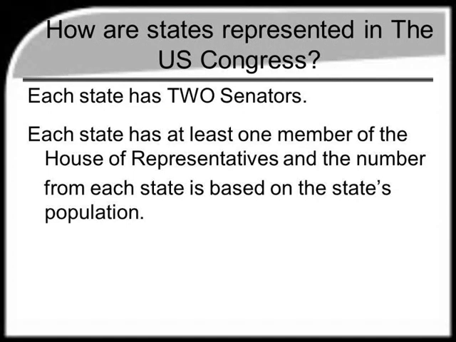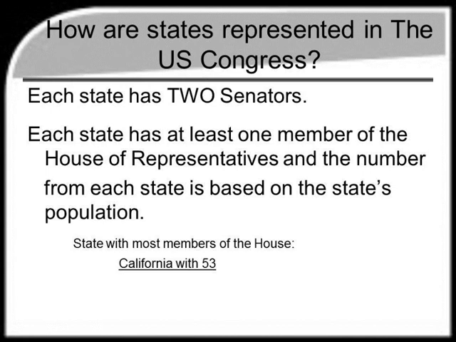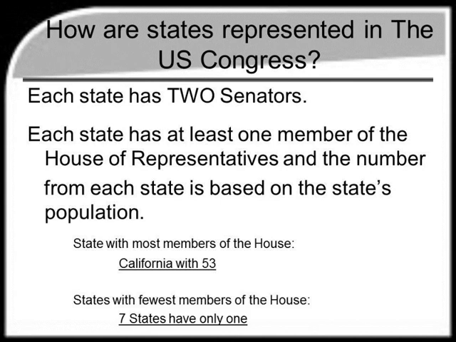When we look at the House of Representatives today, the state that has the most members of the United States House of Representatives is California, who has a total of 53 members. And then the states with the fewest members in the House of Representatives have at least one. And there are 7 states who have only 1 member of the United States House of Representatives.